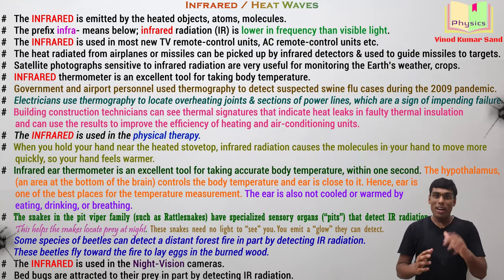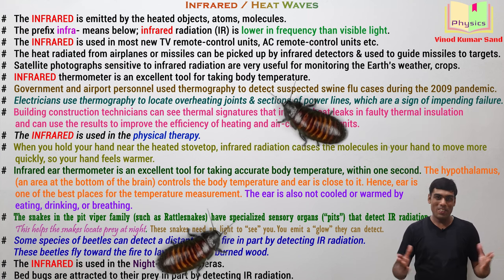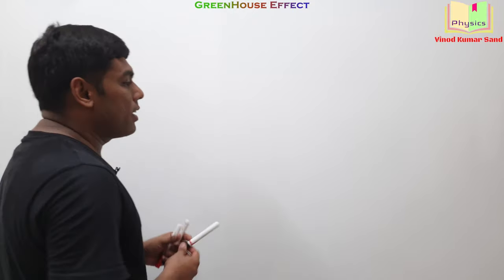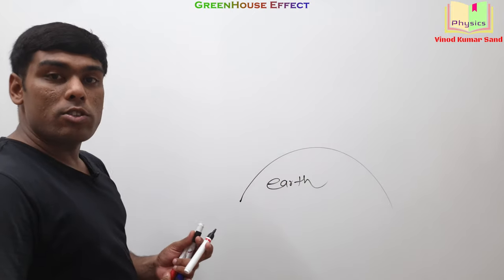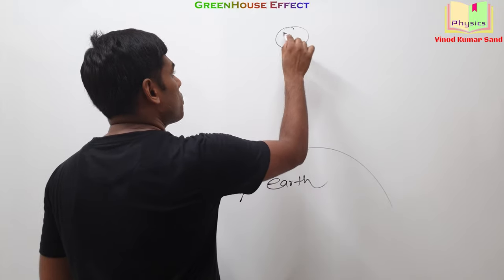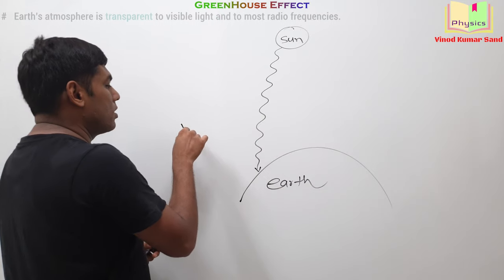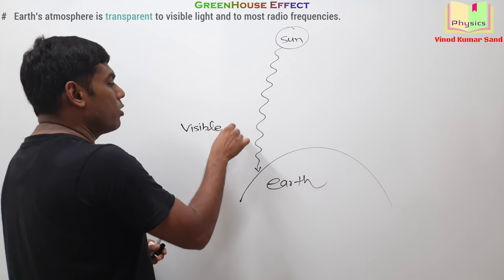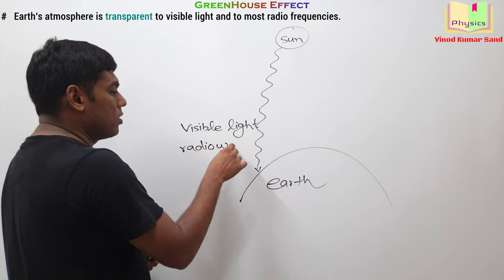The bad bugs are attracted towards their prey by the infrared. Okay. Now I'm going to explain a few important terms such as the greenhouse effect, global warming, and nuclear winter. Pay attention. Here is the earth and the sun emits all possible kinds of the electromagnetic waves that we know. So from the sun, the visible light and the radio waves reach the surface of the earth.